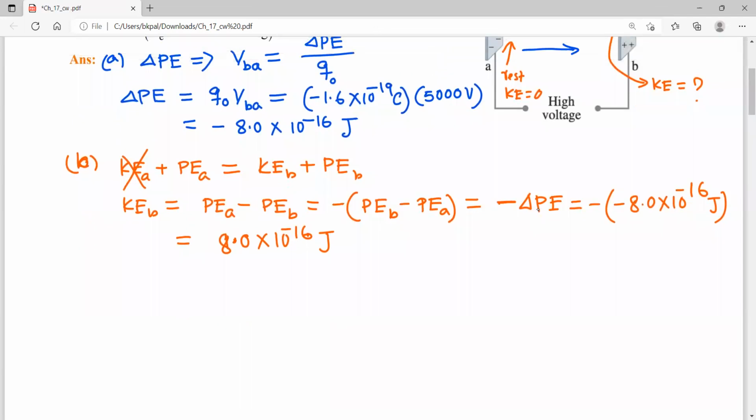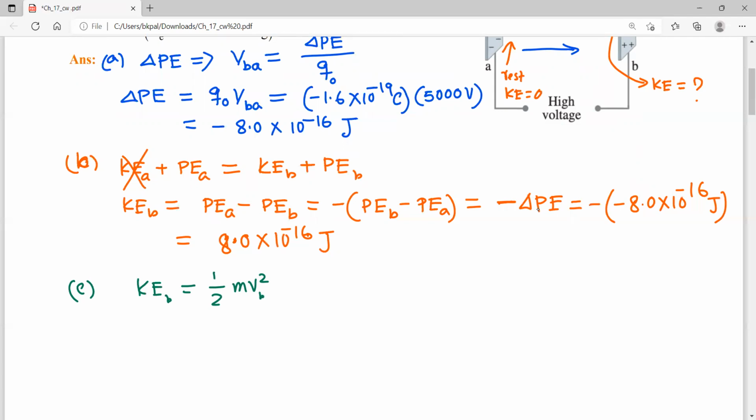Number C. Okay, so we have to calculate now the speed. Speed is easy to calculate if you know the kinetic energy, as the kinetic energy is related to the speed by this equation, right? Here we know the kinetic energy at position B.